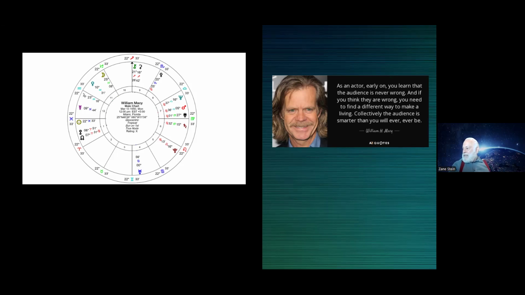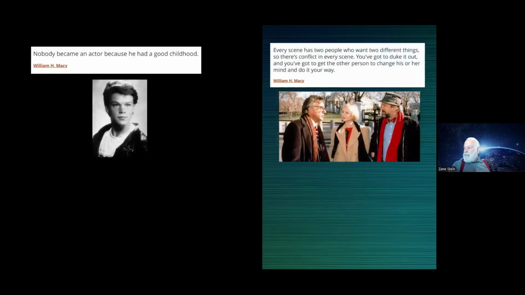It's a very intense aspect because this is a solar chart. I don't know the degree of his moon, so we won't count at that. But we can say that the moon rules his solar 5th and Saturn rules his solar 11th. And he doesn't talk about his childhood. You never read an interview about childhood, and it's probably because of that 5th house Pluto. But he did say in one interview, nobody became an actor because he had a good childhood.